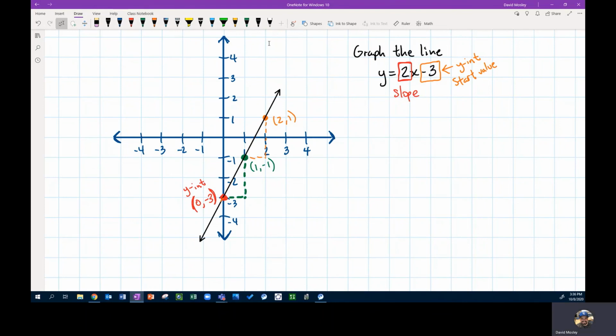So there you have it. This is a basic introduction to how to graph by hand, and how to graph points and how to graph a line. If you have any questions, please let me know.